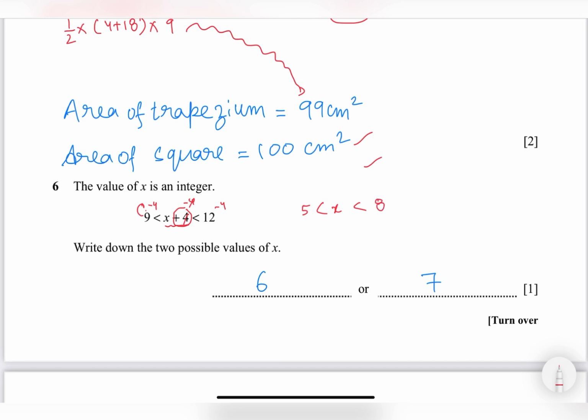So x can take any value that is greater than 5, and it also should be an integer. Greater than 5 integers are 6, 7, 8. But we need less than 8, so 6 and 7 are remaining with us. Think about it. We need integers. Integers are not decimals, right? So x can either be 6 or x could be 7. Very good, learners. You got this one also correct. Let us proceed to the next one.